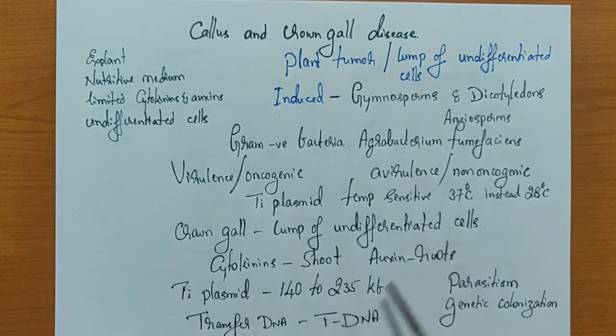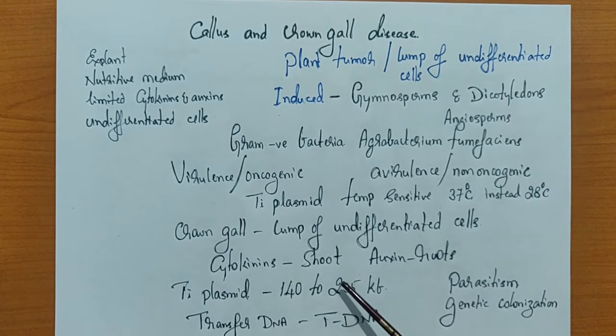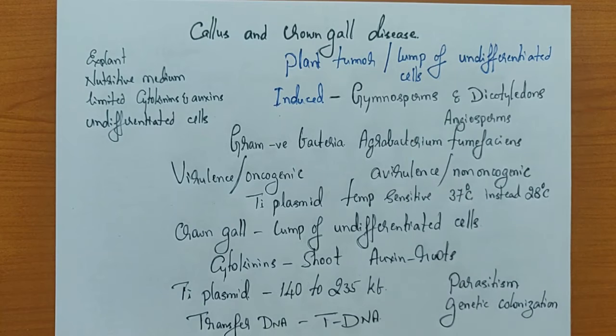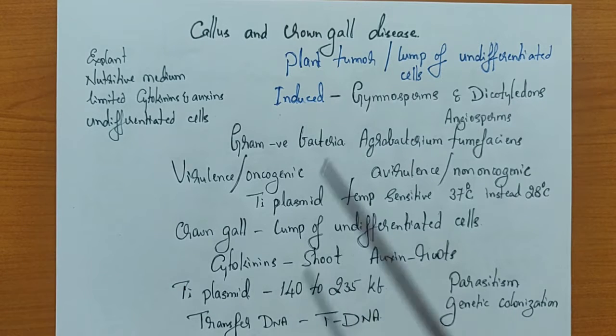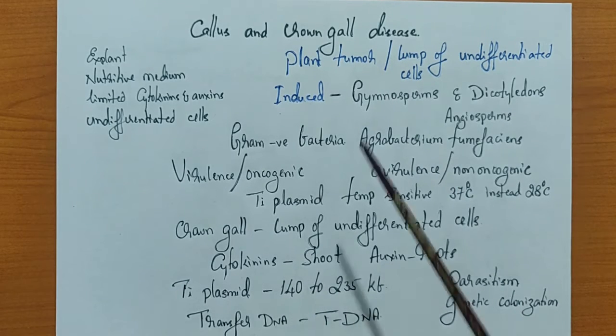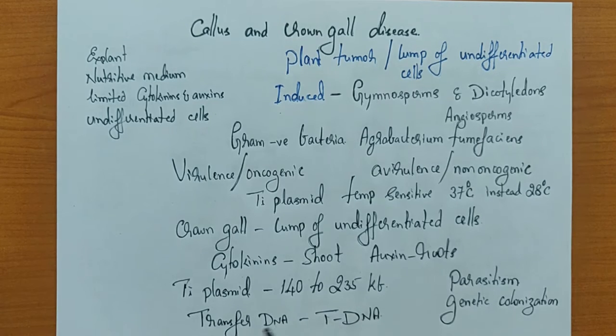Now when it comes to the transfer, the entire plasmid is not going to be transferred to the plant chromosome. Only a part of the DNA is going to be transferred. That part of the DNA we call the T-DNA, or transfer DNA.